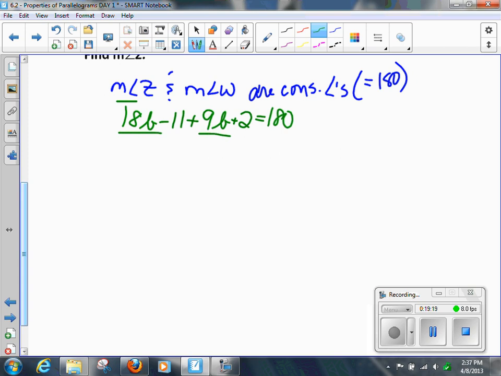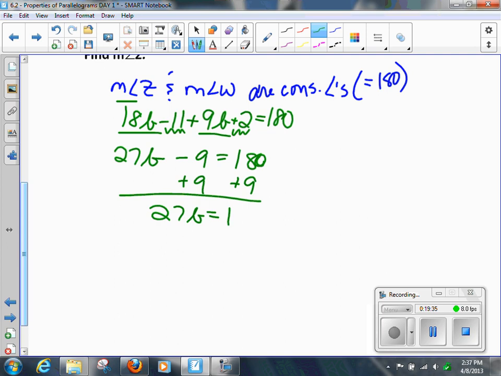Ooh. And now you combine like terms. I got 27b minus 9 equals 180. How many of you got that far? That's good. Add 9. 27b is equal to 189. Divide both sides by 27. b is equal to 7.